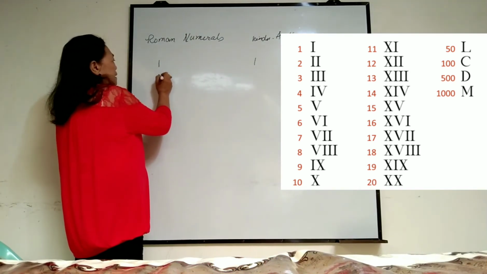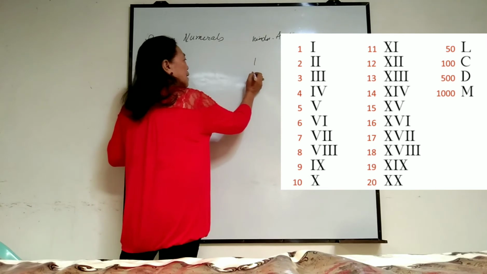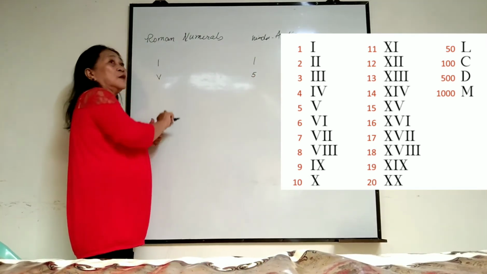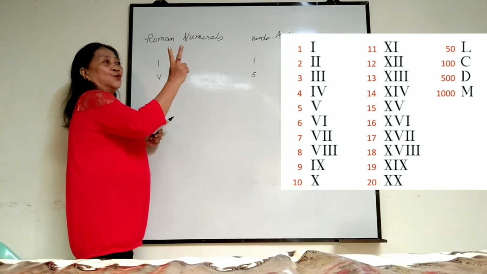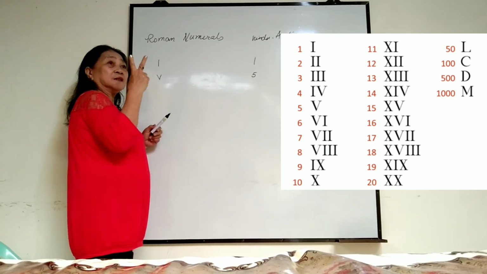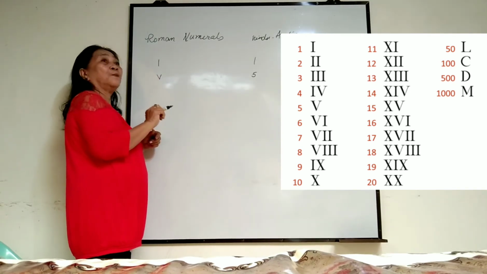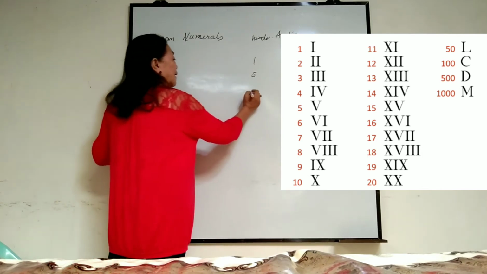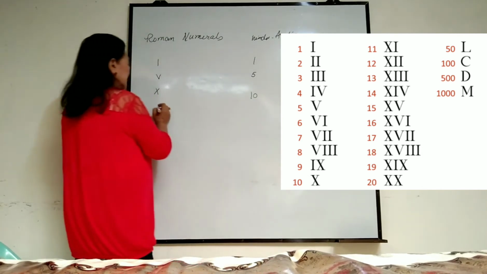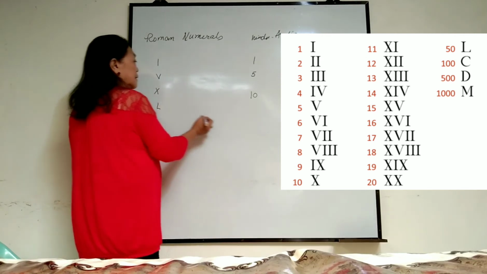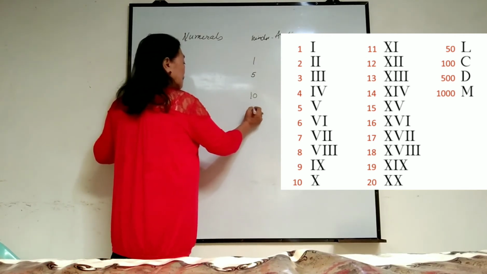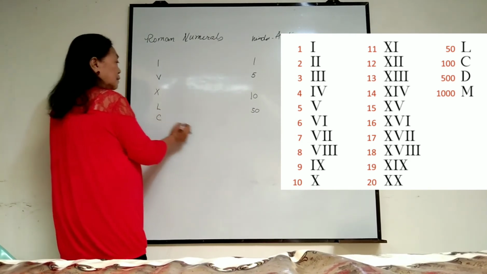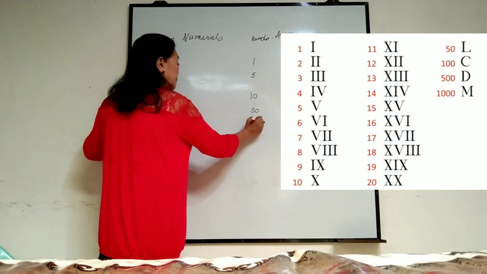But V is already used as their 5. The history of V is an upheld hand. So you can see it's just like a V, an upheld hand. And the X is 10. L is 50. And C is 100.